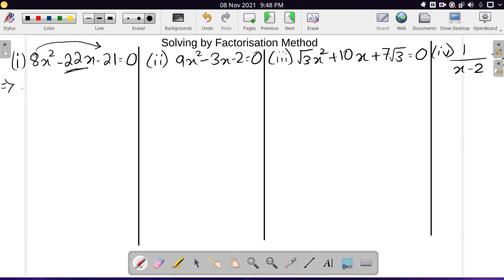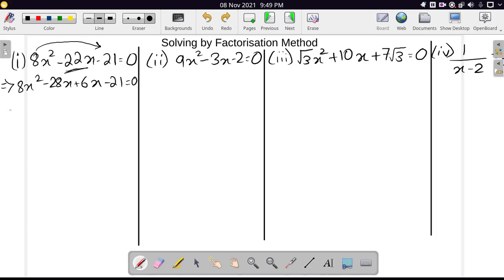It's equal to 8x square minus 28x plus 6x minus 21 is equal to 0. What we did was multiply 8 with 21, which gave us 168. Now we have to write this 168 in such a way that we break the middle term, so that when we evaluate, we get 22x. But when we multiply 28 with 6, we get 168. That is how these sums are done.